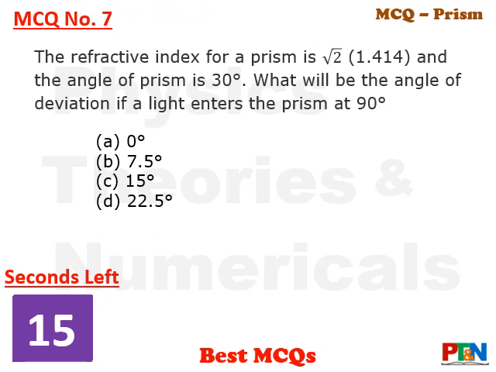Next MCQ. The refractive index for a prism is root 2, that is 1.414, and the angle of prism is 30 degree. What will be the angle of deviation if the light enters the prism at 90 degree? Again, geometry. Four options: 0 degree, 7.5 degree, 15 degree, 22.5 degree. You have got 15 seconds to do the calculation. The timer starts now.